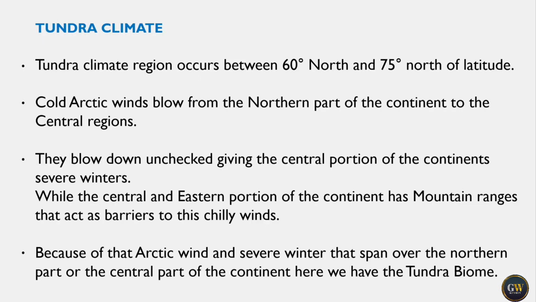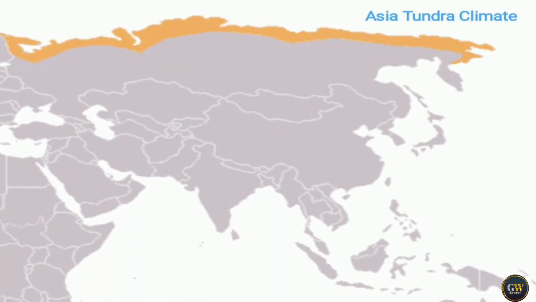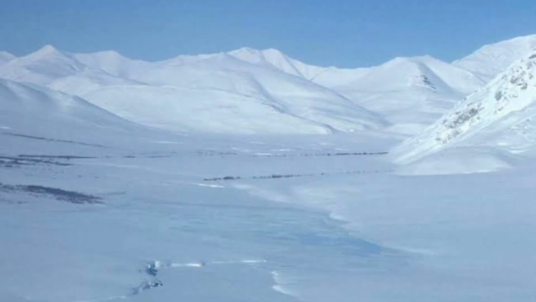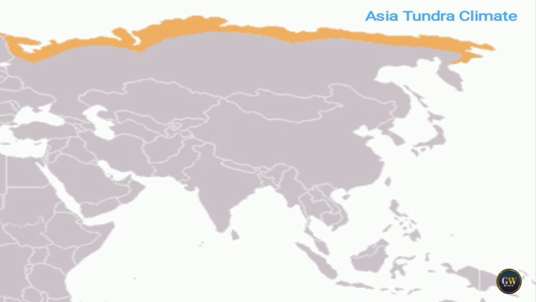The very first climatic condition that we have is the tundra climate. The tundra climate region occurs between 60 degrees north and 75 degrees north of the latitude. Here you can see its location is on the northern part of the continent of Asia. This climatic condition is the harshest and the coldest climate of Asia. It is treeless with no vegetation or low vegetation, and also there are some animals that adapted themselves to this harshest climate and can survive here.